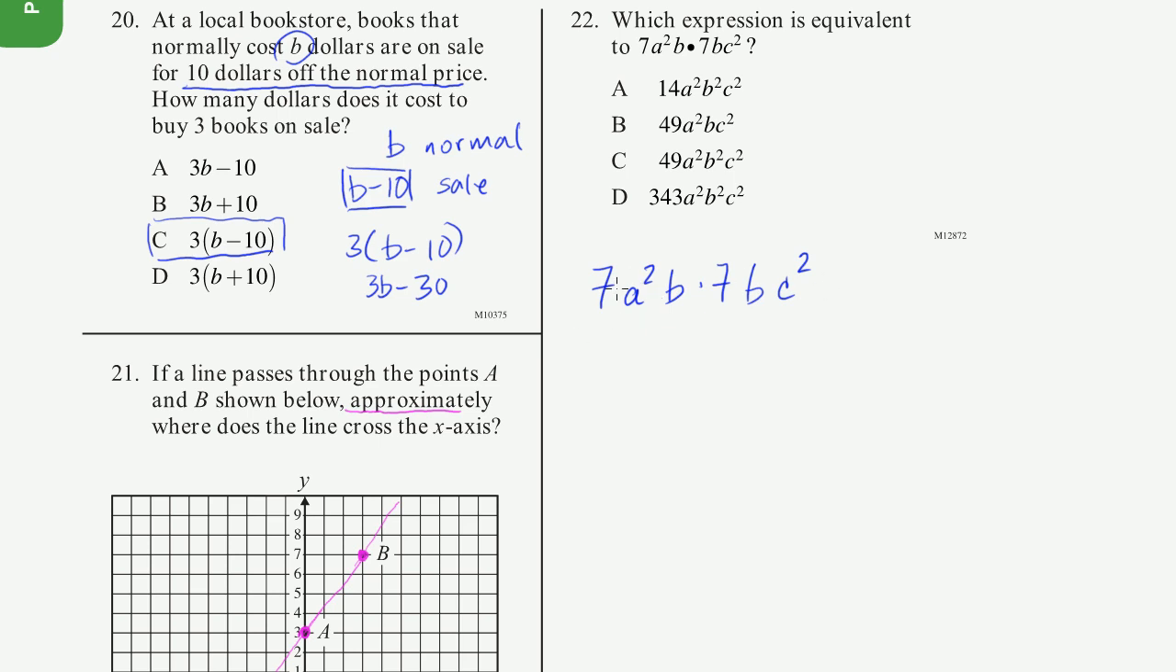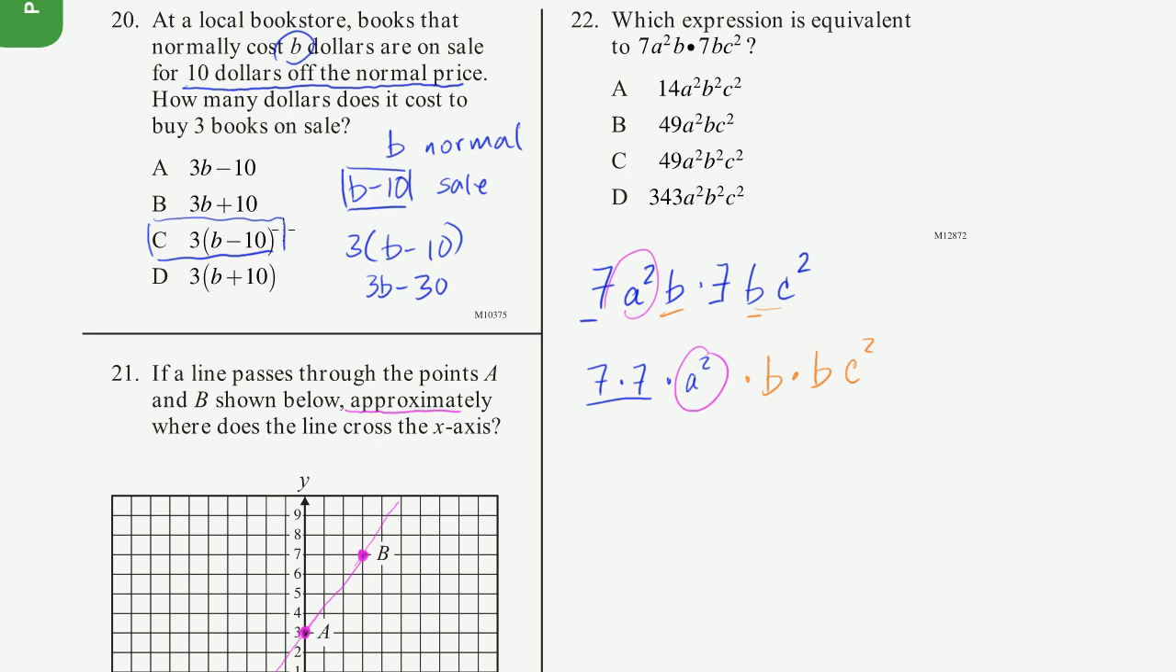So if we just switch the order of this, we could say that this is the same thing as 7 times 7 times a squared, right? 7 times 7, that's that right there. And then you have times a squared, that's that right there. And then you're left with these two b's, so you could say times b times b times c squared, right? That is that right there.